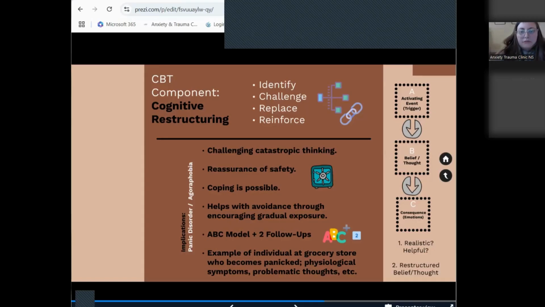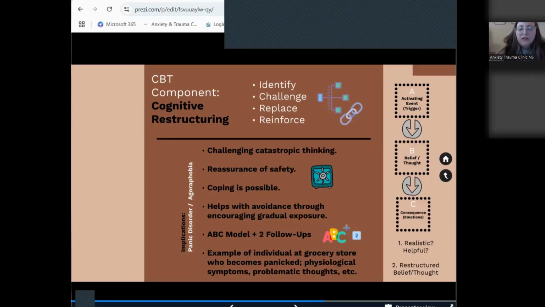The third is replacing. So we're replacing with realistic thoughts. It's a really important part. Once the person has critically examined the distorted thoughts, they replace them with more realistic, balanced thoughts. For instance, instead of thinking I'll die, they might think, I've had panic attacks before and I was fine afterward. The physical sensations I'm experiencing are just anxiety. They aren't a sign of danger.